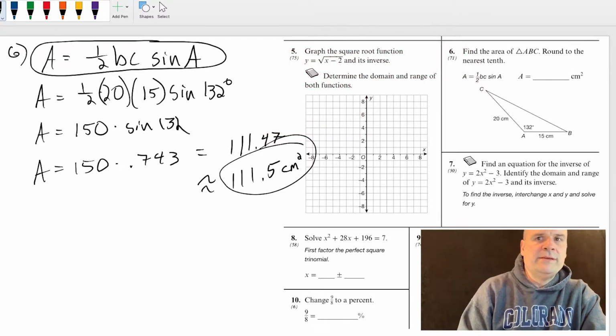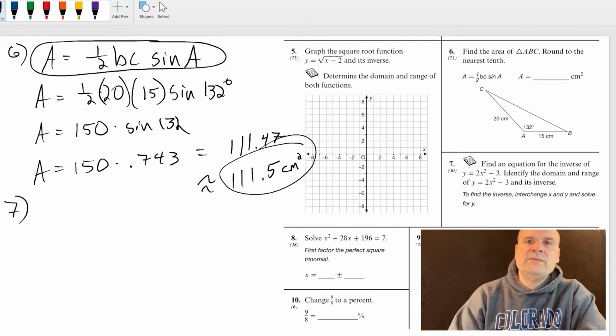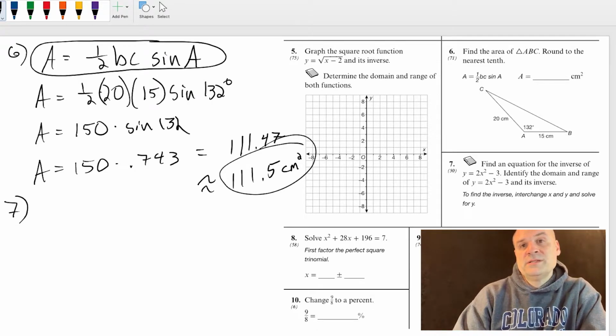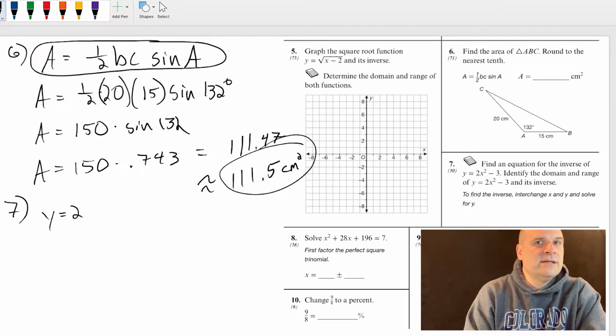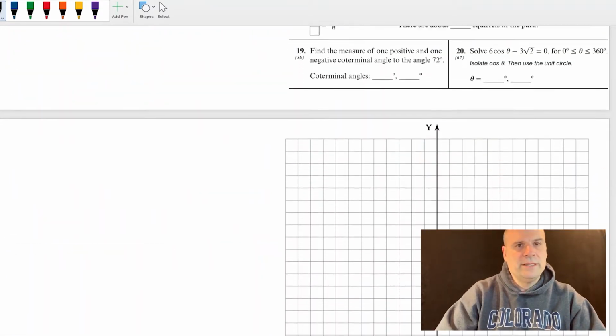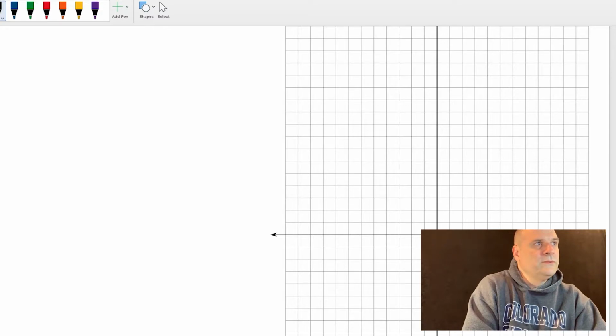All right, number 7. So we're gonna find the equation for the inverse of that guy, identify the domain and range, so whatever doesn't break it, of y equals 2x squared minus 3, and its inverse. Okay, so domain and range. So let's look at this first equation, y equals 2x squared minus 3. So we're gonna come down to number 7 right here, and we're gonna rewrite it. So number 7, y equals 2x squared minus 3.